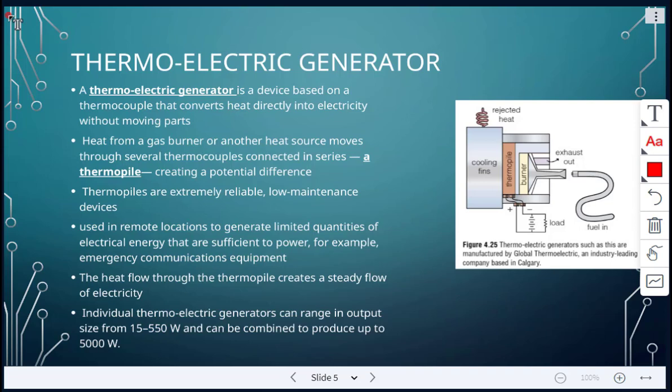They are very reliable. They're low maintenance. They are used in remote locations to generate limited quantities of electrical energy that are sufficient to power emergency communication equipment. So heat flow through the thermopile, it will create a steady flow of electricity. And the output ranges from 15 to 550 watts, and they can be combined to produce up to 5,000 watts.